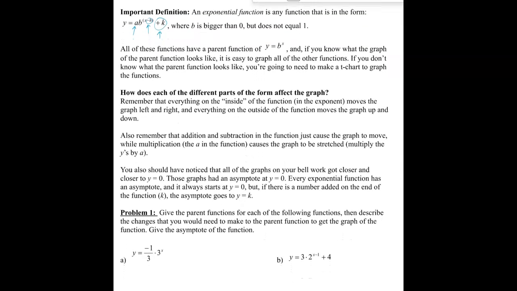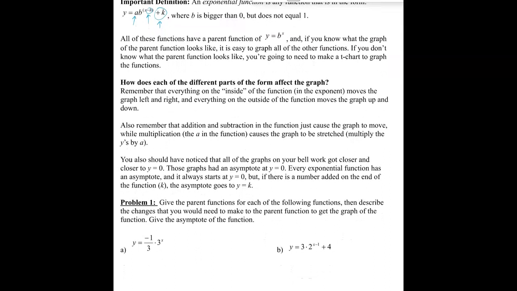Alright. All of these functions have a parent function of y equals b to the x, and if we know what our graph of the parent function looks like, it's pretty easy to graph all of the other functions. If we don't know what parent functions look like, well, we're going to need to make a t-chart to graph the functions, which honestly kind of sucks.